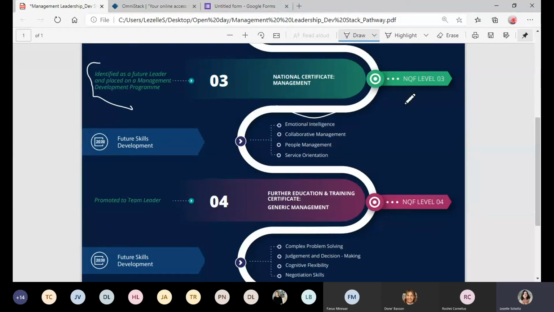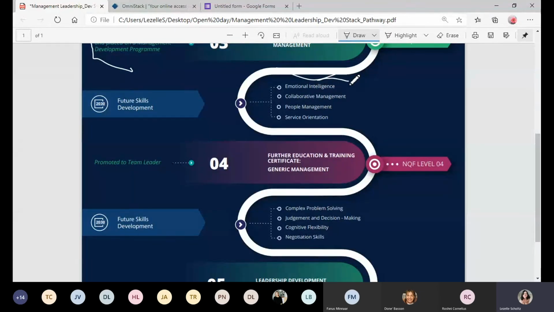So the first qualification that they could receive in management would be this one, our NQF Level 3 program. And once again, besides the full qualification, we now start looking at future skills that this person would require continuing on in their role. Moving on from there, we have skills like emotional intelligence, collaborative management, people management, and also service orientation. These are standalone skills, which we can combine with our qualification as well.